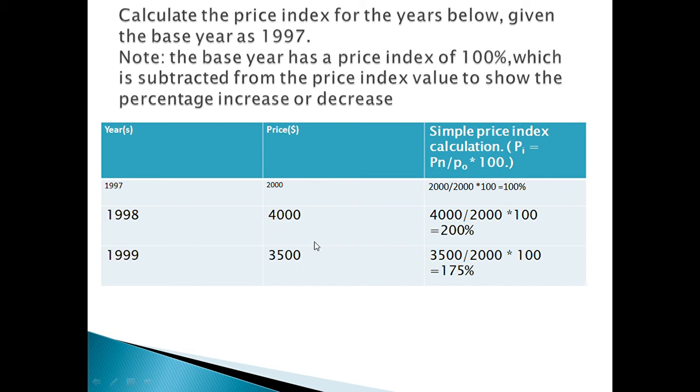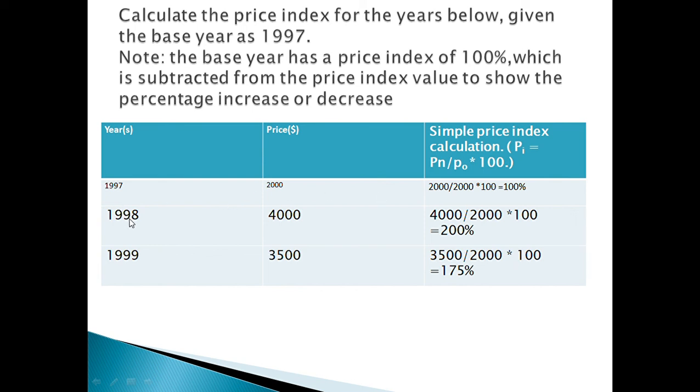For the first year, which is the base year, we already said that it usually has a price index of 100%. So when we calculate it, the price of our current year for 1997 is 2,000 divided by the price of the base year, which is also 1997, divided by 2,000. And when you multiply it, you're expressing it in terms of percentage. So we have 100%.